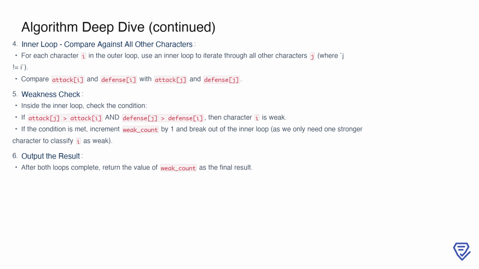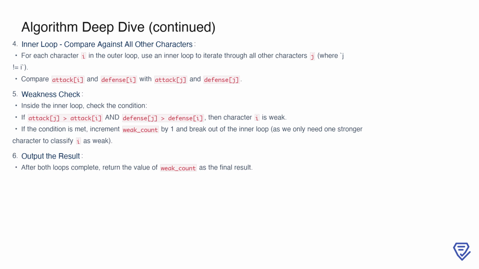In this inner loop, we check the weakness condition. Does there exist a character at index j such that both attack_j is greater than attack_i, and defense_j is greater than defense_i? If this condition is met, it means the character at index i is weak. When this happens, we increment the weak_count by 1 and immediately break out of the inner loop.